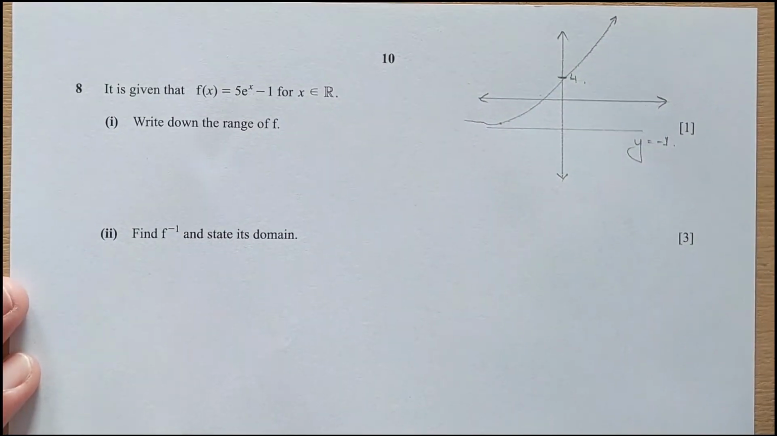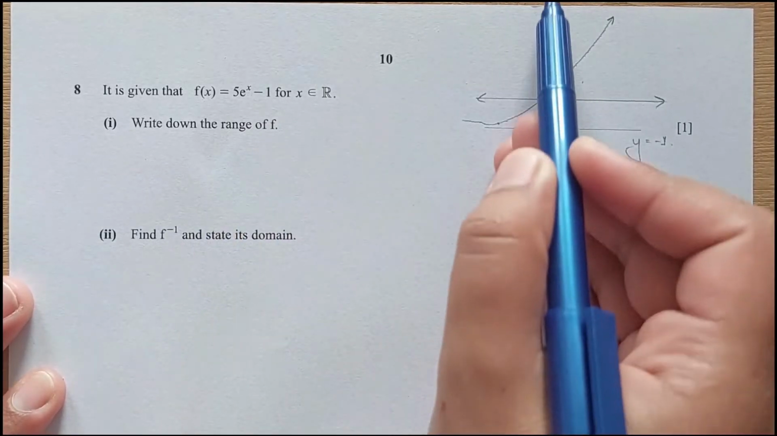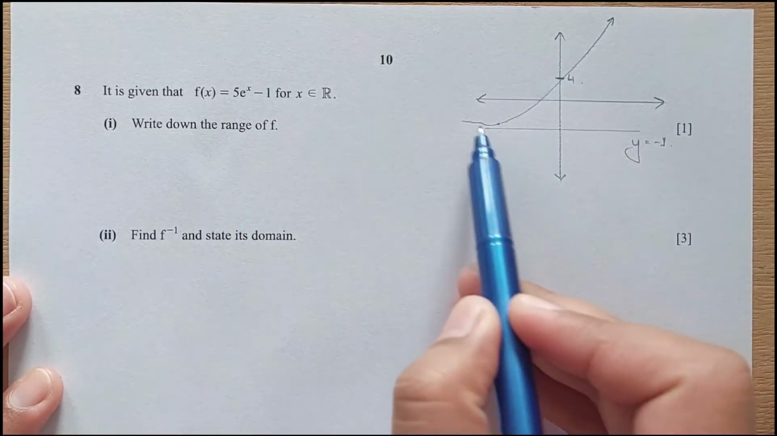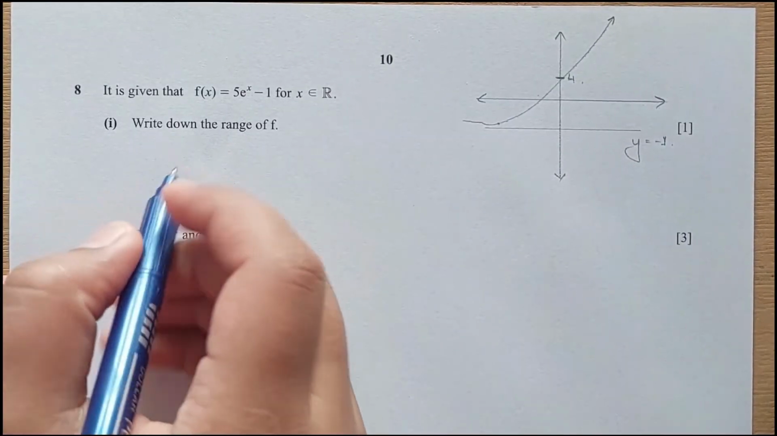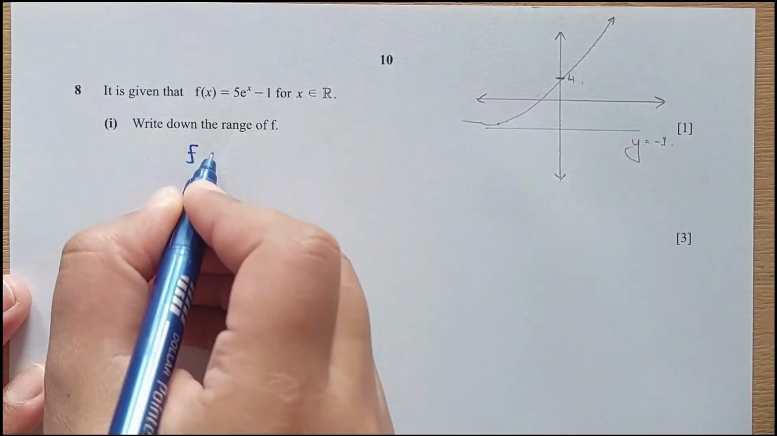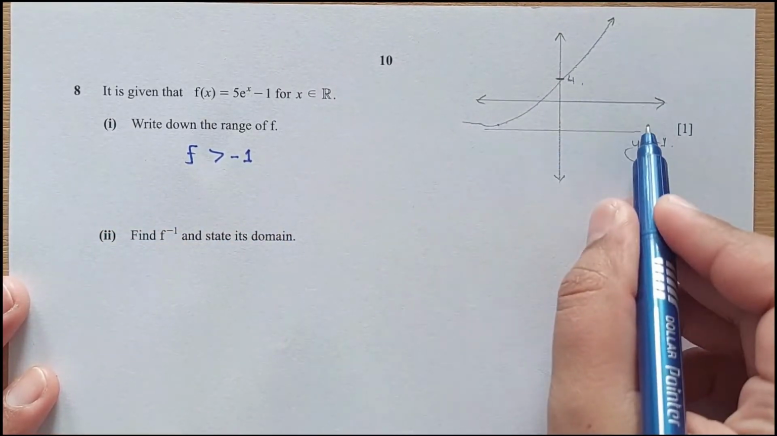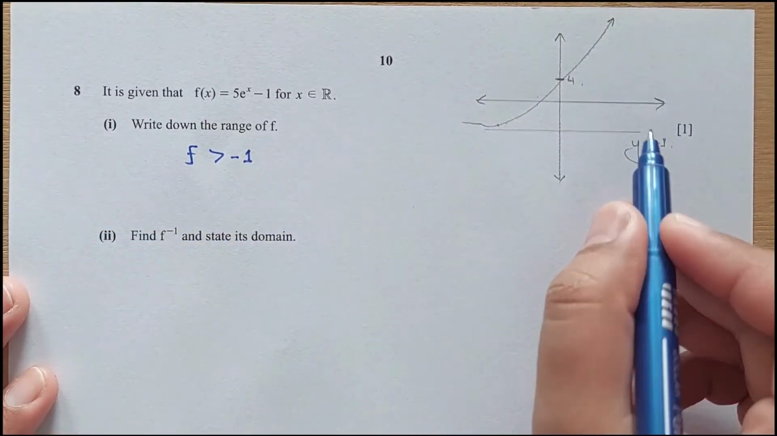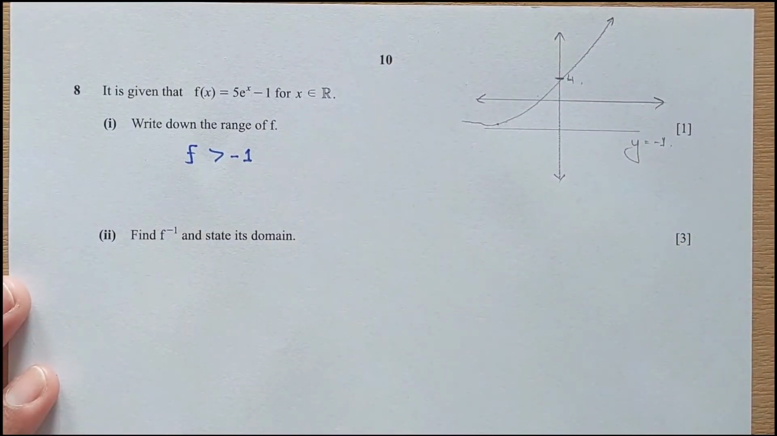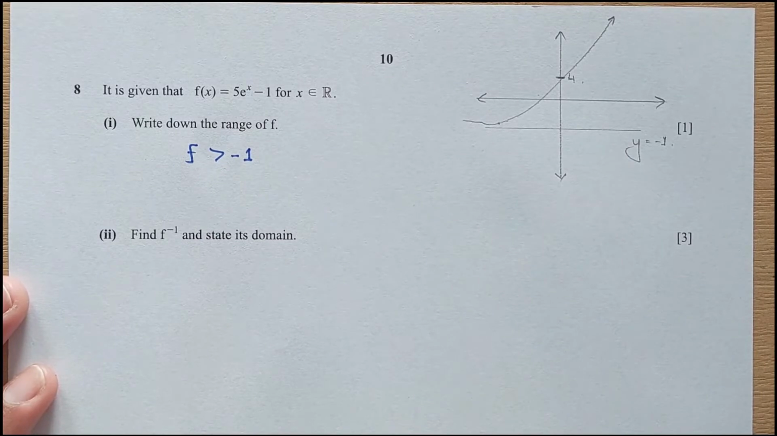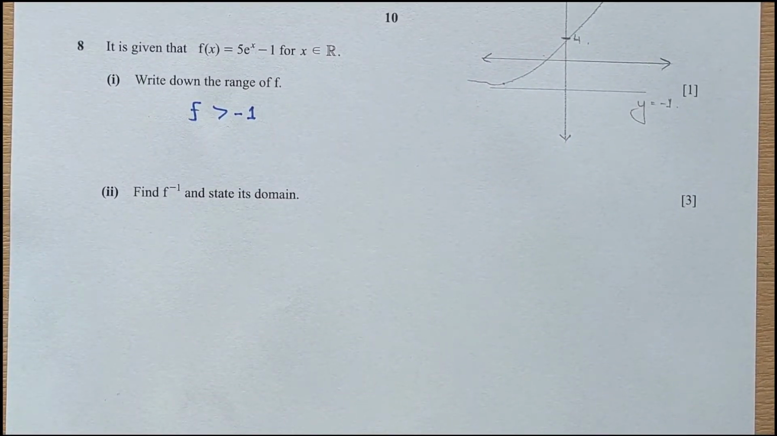Okay, so from this curve we know that the range is the y values, right? As you can see, all the y values are more than -1. So we can say the range is f greater than -1, not equal to -1, because y equals -1 is the horizontal asymptote. The curve does not touch that line, but it approaches it, right?